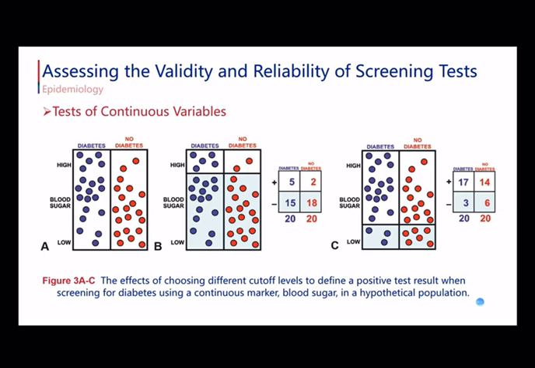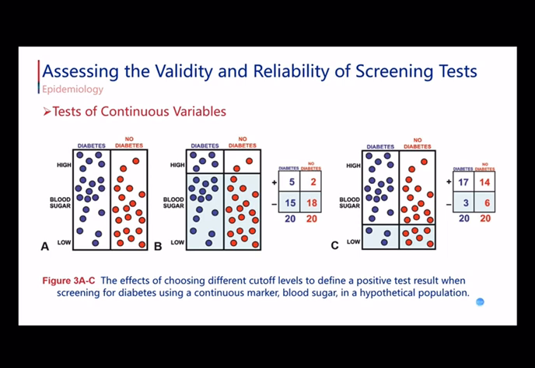So far we have discussed the test with only two possible results, positive or negative. But we often test for a continuous variable, such as blood pressure or blood glucose level, for which there is no positive or negative result. A decision must therefore be made in establishing a cutoff level above which a test result is considered positive and below which a result is considered negative.